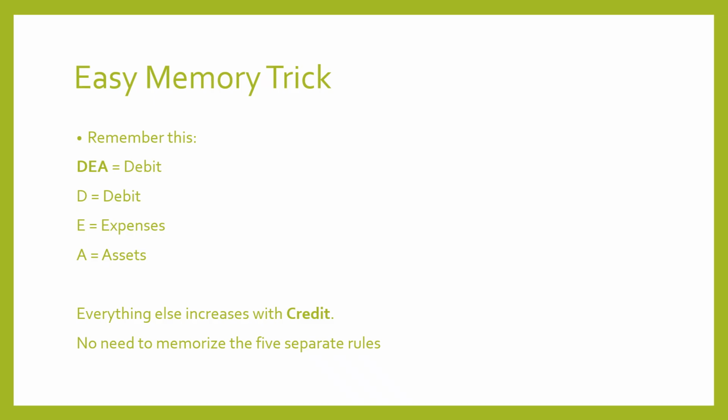Now this is an easy trick. You could also add R to this trick. You could say DEAR: D debit, E expenses, A assets, and then the rest or remaining credits.